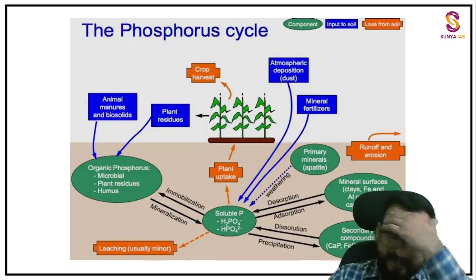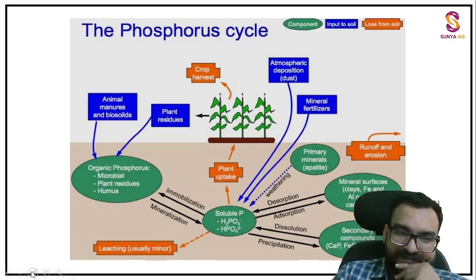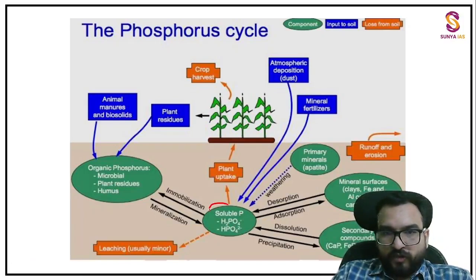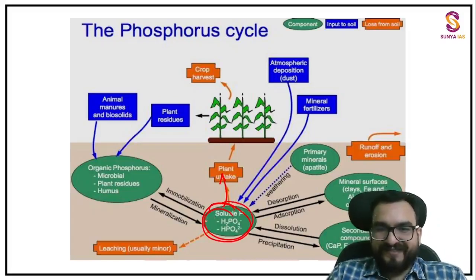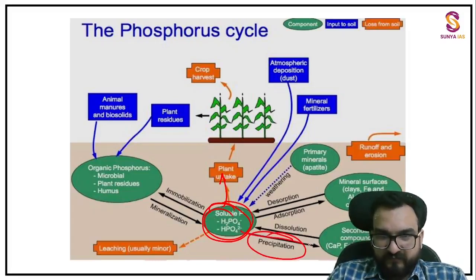Now you understand this particular diagram. Soluble P means H2PO4 negative and HPO4 2 negative; in these two forms, the plant will take it up. But what happens if the condition is becoming acidic? Then you will be finding precipitation: calcium phosphate, iron phosphate, manganese phosphate, aluminum phosphate, forming secondary compounds.